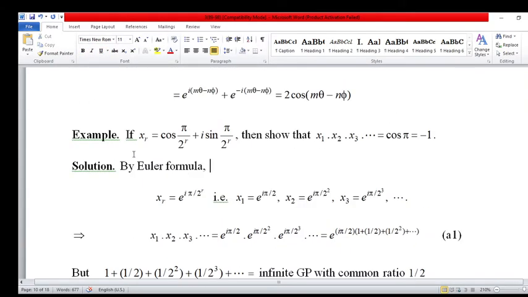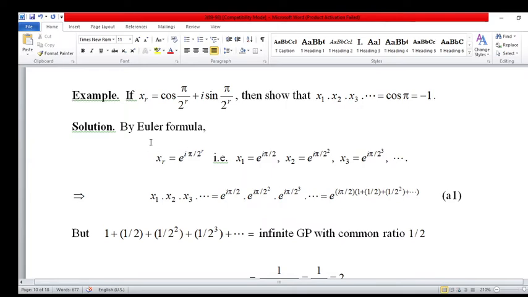Next example is a different type of example. x_r is equal to cos(pi upon 2 raised to the power r) plus i sin(pi upon 2 raised to the power r). Then the product of x1, x2, x3 up to x_r is equal to cos pi, and cos pi means minus 1.